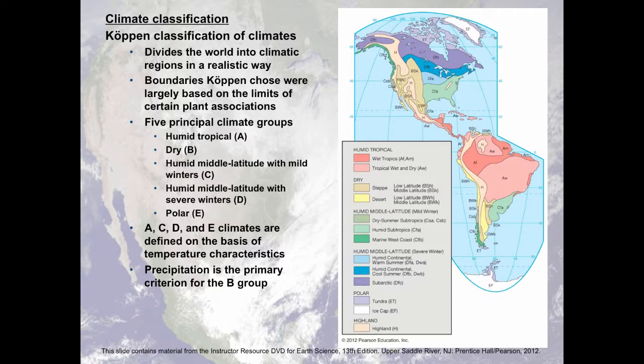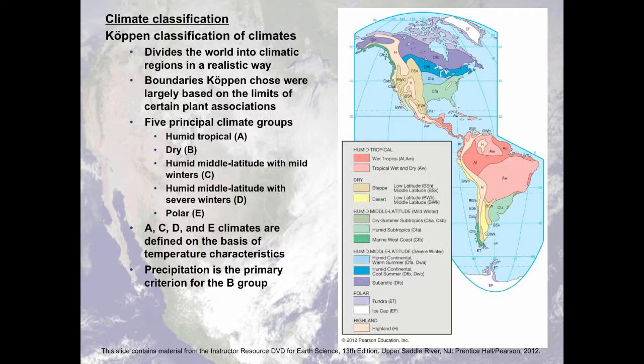The 5 principal climate groups in the Köppen system are humid tropical, which is the A system, dry, the B system, C is humid mid-latitude with mild winters, D is humid mid-latitude with severe winters, and then polar. So you can imagine the type of distinctive plants or distinctive productivity that would occur in each of these regions. They're fairly well defined. Anyone who has read a National Geographic or watched a nature show on PBS will have a general sense of what humid tropical versus dry would look like in terms of the plants that exist in those regions.